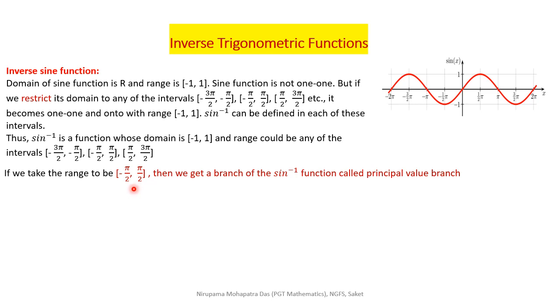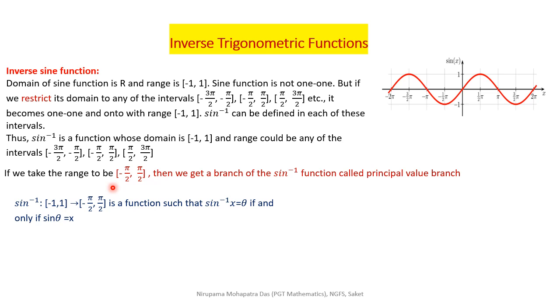And here also sine x will be invertible when we take the domain minus pi by 2 to pi by 2 and minus 1 to 1 as the range. So sine x will be invertible. So this value we can take as the principal value branch. We name it the principal value branch.